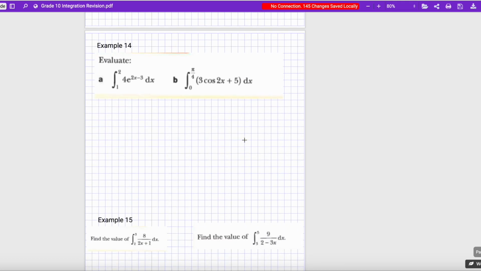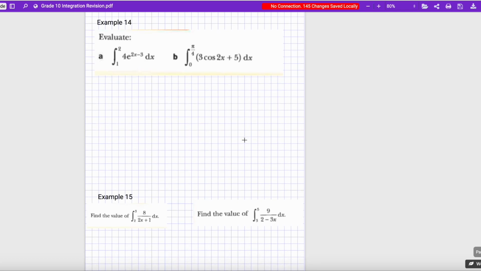Okay, let's look at more examples. Example 14, basically we are integrating with a definite integral of an exponential function and a trig function. All right? Now, if you want to, you can pause first and try it yourself. Come back and check your answer. Otherwise, you can follow through this video.